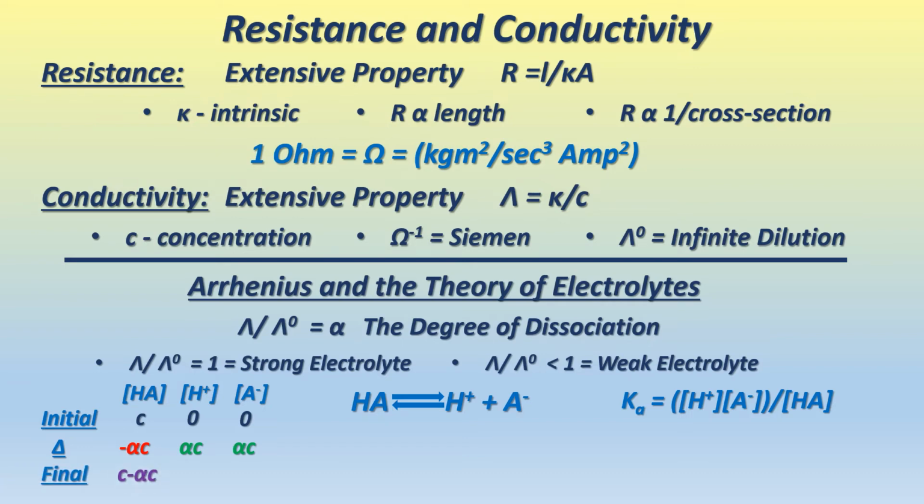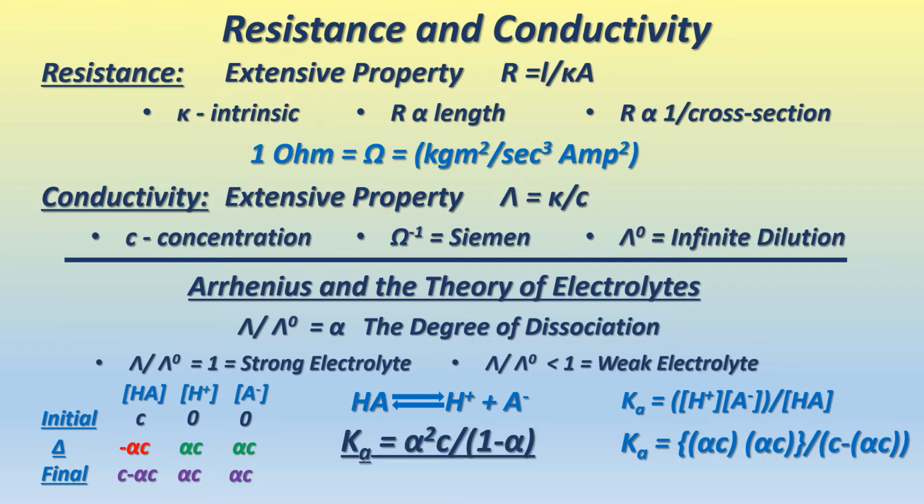So at the end of the day, your reactant would be the original concentration minus alpha C, and the two products, H plus and A minus, would simply be alpha C. So you get Ka is alpha C times alpha C divided by C minus alpha C. Or for any weak acid, Ka is the degree of dissociation squared times the original concentration over 1 minus the degree of dissociation. This was the basis of Arrhenius' thesis, and it took him several years to convince his committee that he was right. But he indeed was right, and basically revolutionized the way people looked at solutions and the properties of matter.